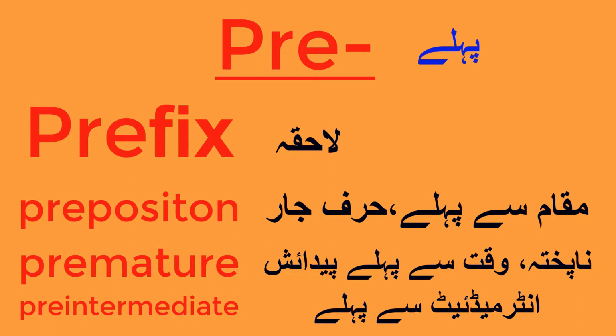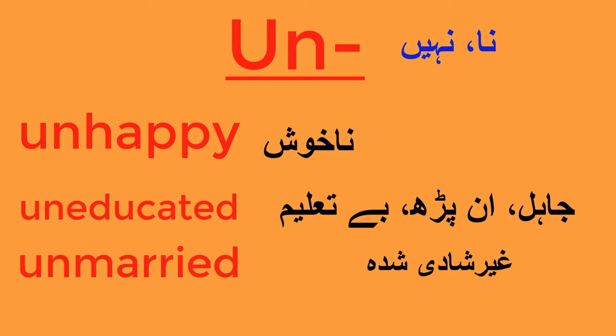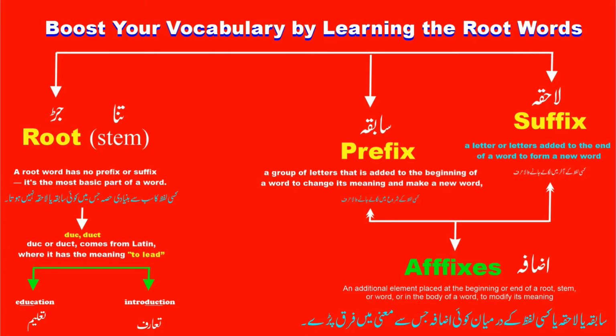اور بھی میں دوسرا مثال دے رہا ہوں. ان جس لفظ کے پہلے آ جائے تو اس کا مطلب ہوتا ہے نہیں، نہ یعنی نیگیٹو. ابھی دوسرا مثال میں دے رہا ہوں. ان ہیپی، ہیپی کا متضاد ان ہیپی، خوش نہ خوش. ایجوکیٹڈ ان ایجوکیٹڈ. میرڈ ان میرڈ یعنی شادی شدہ نہ ہو. تو یہ جو دیکھو ان اور پری سے میں نے واضح کر دیا.